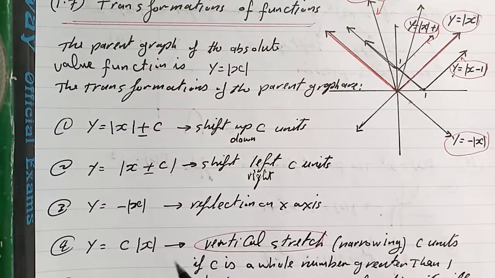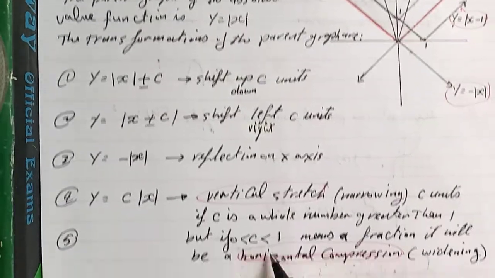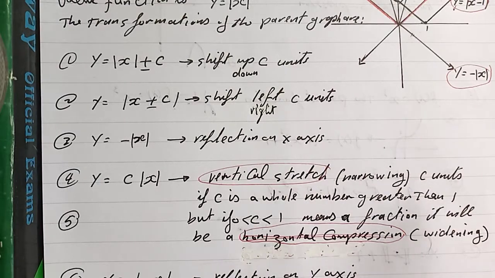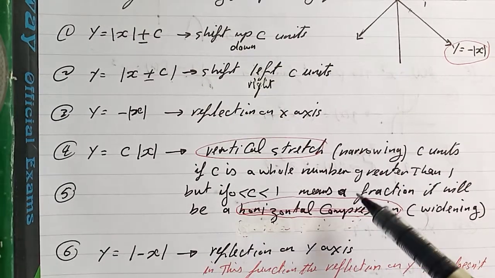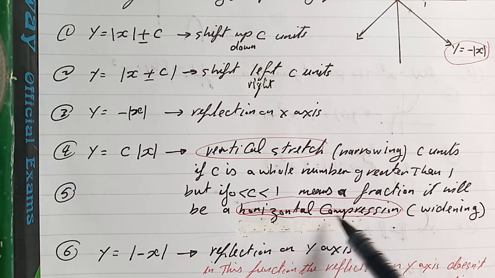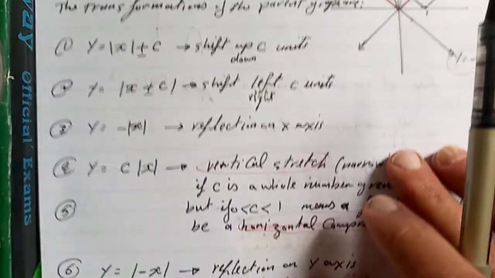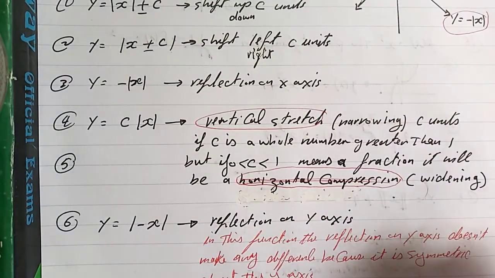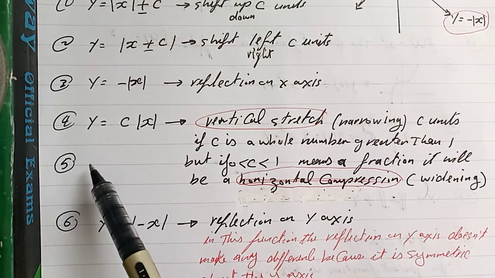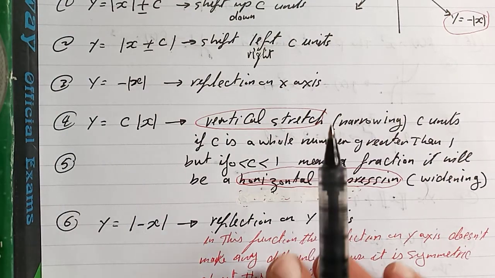But if this number c is between 0 and 1, which means it is a fraction like half, 1/3, and so on, it will make something called horizontal compression or widening. Widening means opening the curve. This is number 4, number 5.